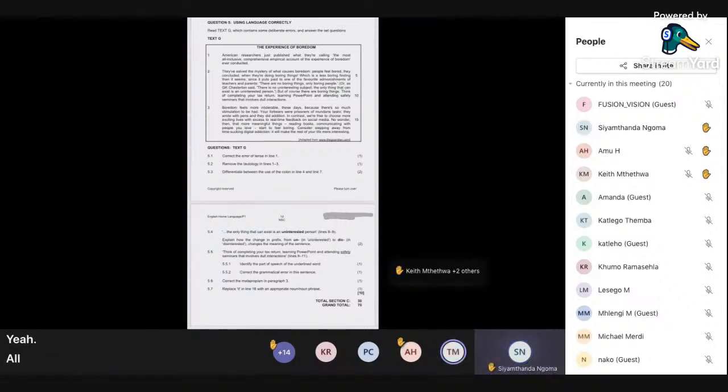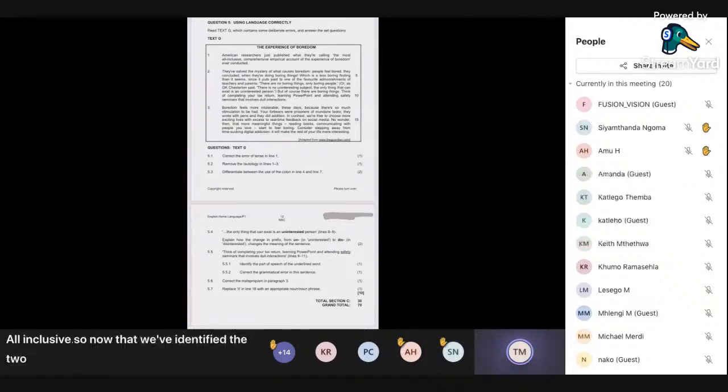Yeah? All-inclusive. So, now that we've identified the two words, we just write remove, and then I write comprehensive, or remove all-inclusive. Says one, guys, ne? All right, thank you. Now let's go to 5.3 for 2 marks. Then it gets heavy. Now remember, this is a home language paper now.